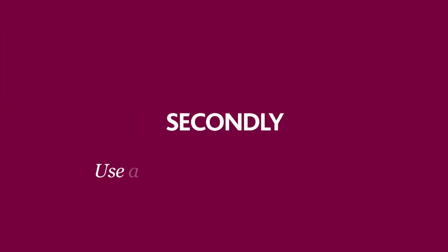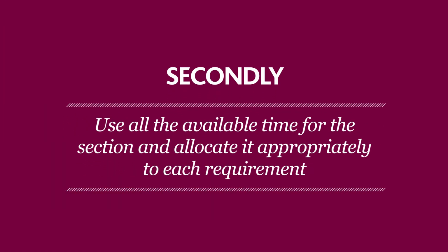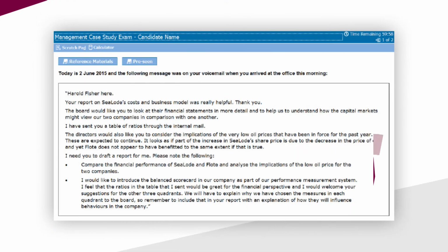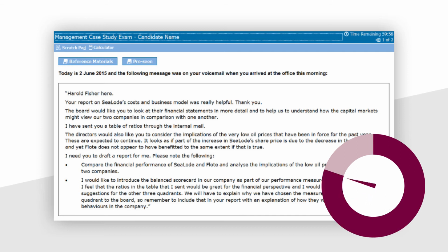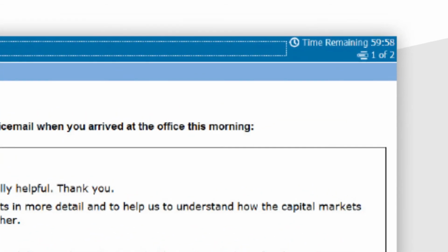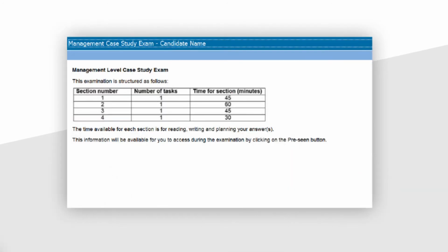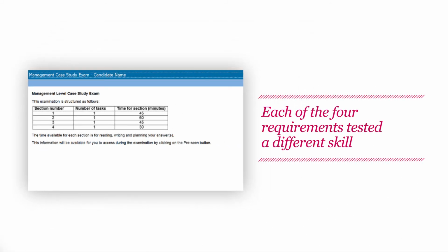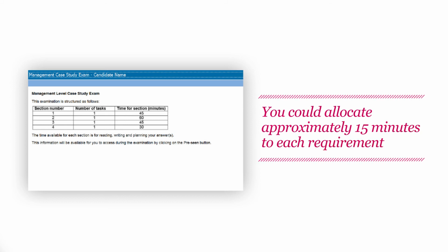Secondly, use all the available time for the section and allocate it appropriately to each requirement. In this example, 60 minutes were available for the section that can be seen from the countdown clock in the top right corner of the exam task window, as well as the section and task breakdown at the start of the exam. Each of the 4 requirements tested a different skill. Therefore, you could allocate approximately 15 minutes to each requirement.